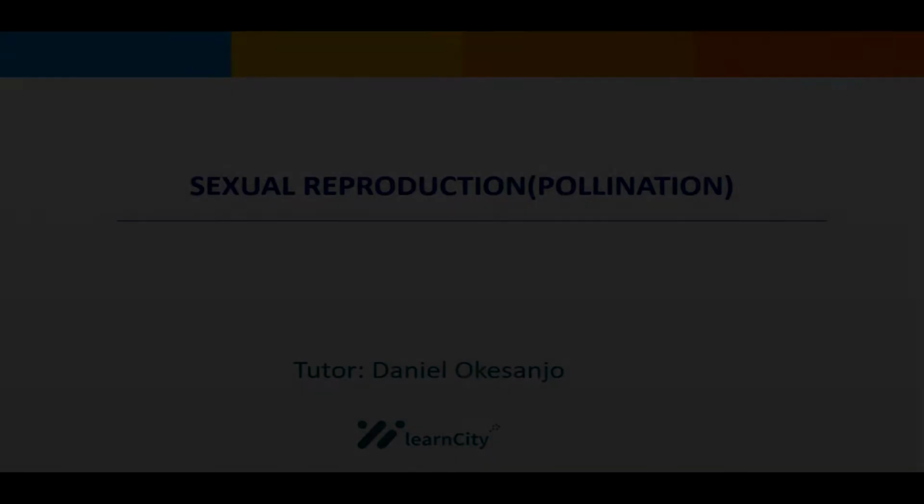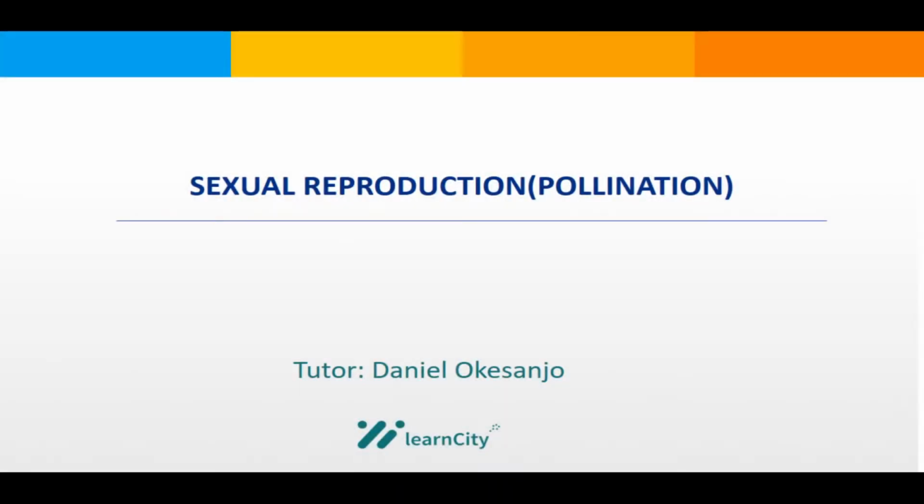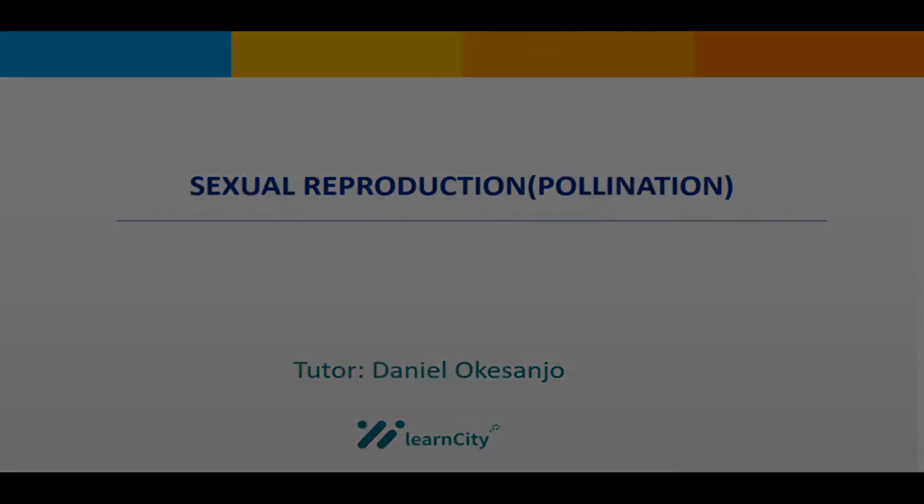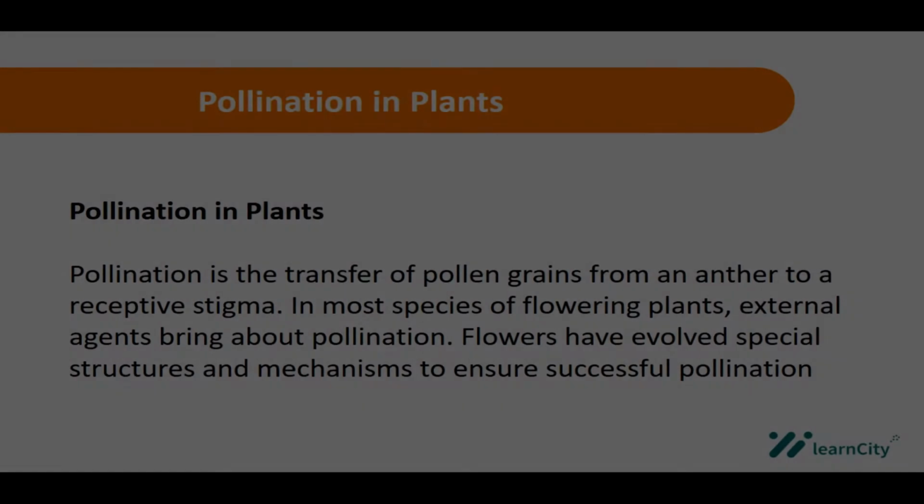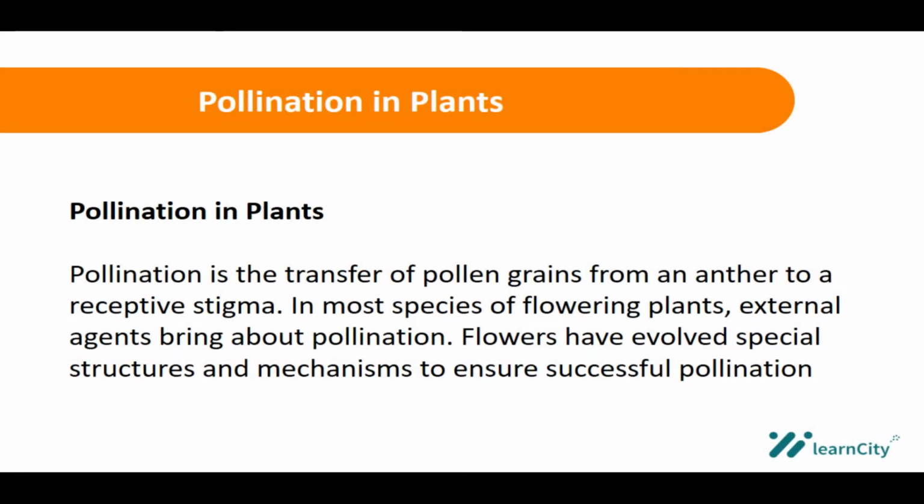Welcome to another video. Today we're continuing our topic on sexual reproduction, and today we want to specifically talk about reproductive behavior in flowering plants, and we're talking about pollination. Now, pollination is the transfer of pollen grains from an anther to a receptive stigma.